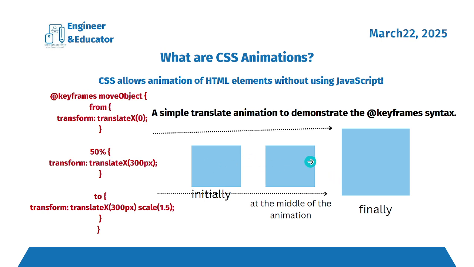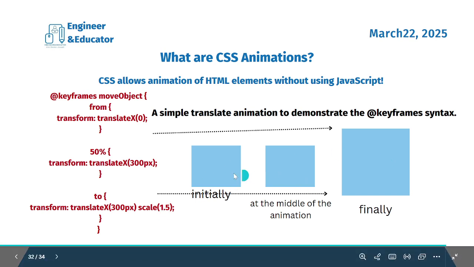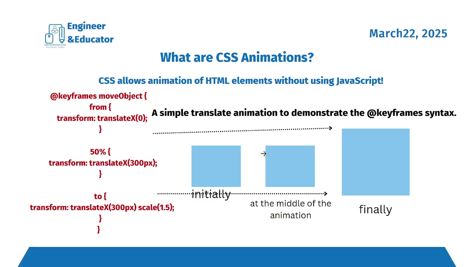Okay, the three boxes are not here, only a single box is here. This is an example to show how the animation takes place. The single box has moved to this place and finally it enlarged. So this is the animation: move the object and enlarge it. At the end, at its final position, this square gets enlarged to a scale of 1.5. That is what is meant by this particular animation.